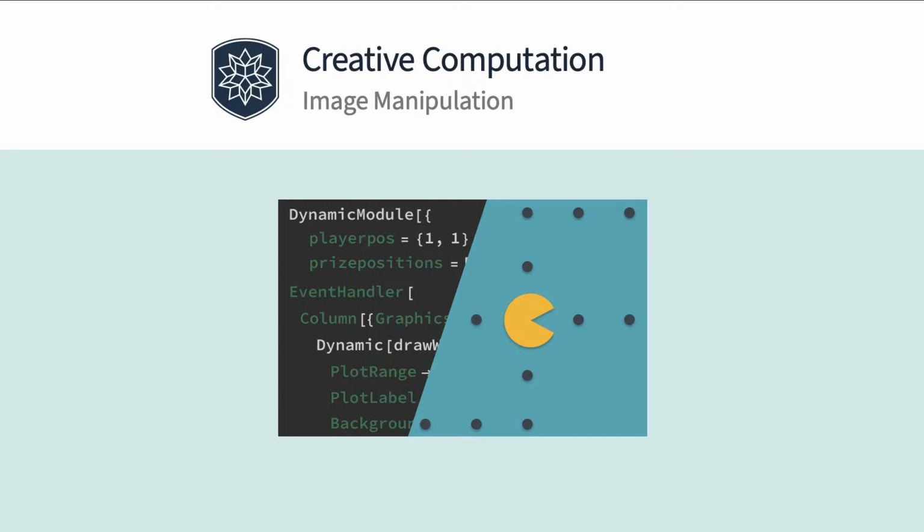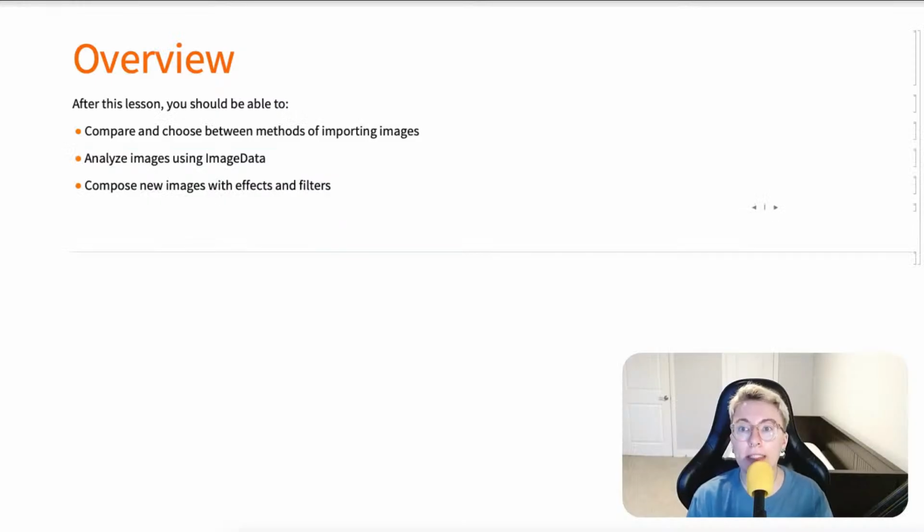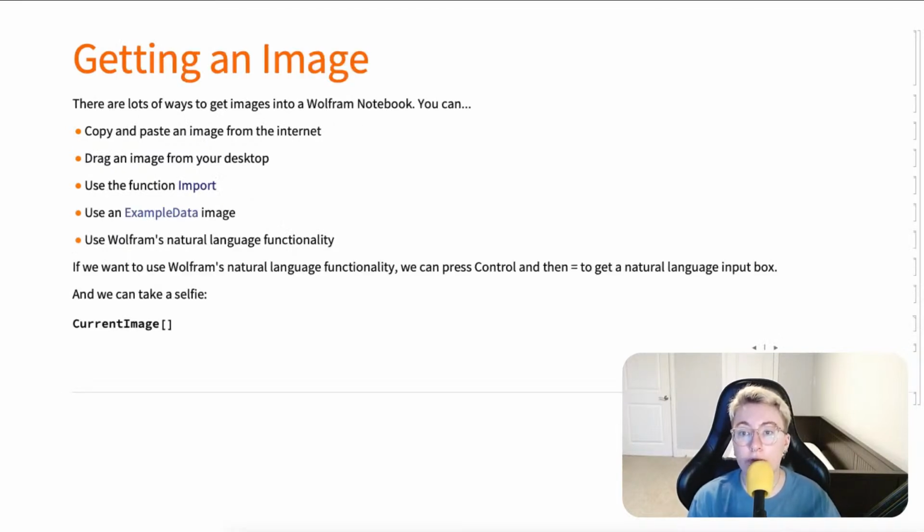In this last chapter before our first mini project, we're going to cover working with images in Wolfram Language. We'll look at how we can even get images into our notebooks, analyzing images, and editing images with different filters and effects. We've got a few different options for how we can get images into our notebooks. Just like a word processor, we can copy and paste images we've gotten from online. Another easy option is to drag images from our desktop into our notebook.